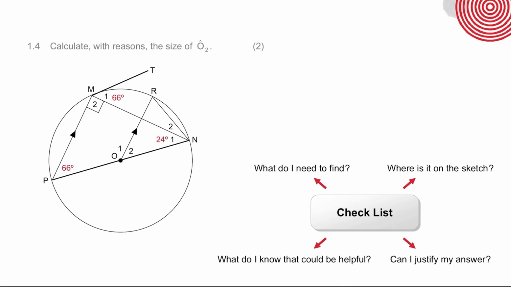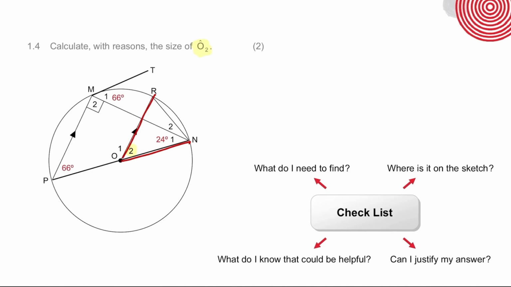Question 1.4, we need to find the size of angle O2. So if we go to the sketch and remind ourselves of where that angle is, we could usually jump to the conclusion correctly that we would use the angle at the center theorem. But in this particular case, doing that doesn't really provide us with much assistance because RN does not subtend any other angles on the circle or at the center, obviously. So we need to think differently.